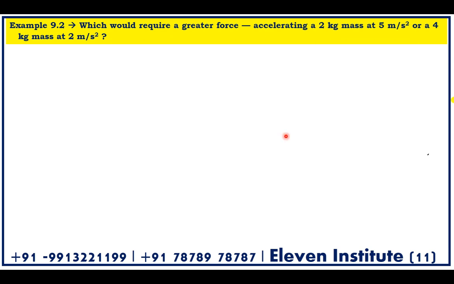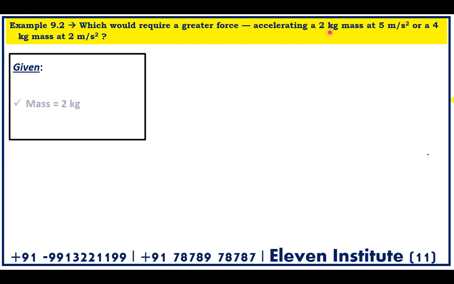Let us read the question of example 9.2. Which would require a greater force? Which would require a greater force means we have two different conditions and we have to find the force for both the conditions, and finally we have to tell which one has the larger value. So let us see the first condition. Accelerating a 2 kg mass at 5 meters per second square. So mass over here is 2 kilograms and acceleration is 5 meters per second square. I have to find how much force is needed. This is condition number 1.